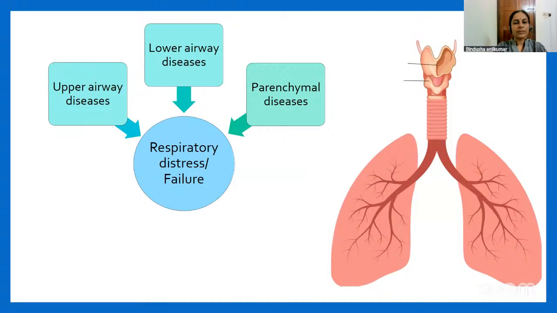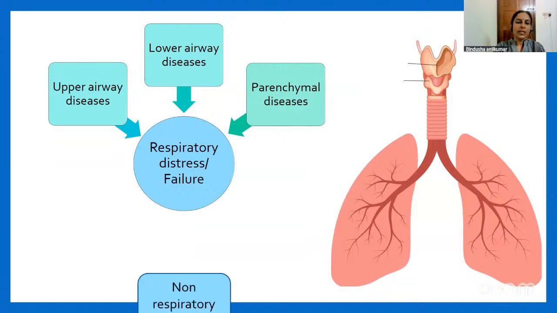And this respiratory distress or failure may be due to three types of diseases if it is involving the respiratory system. It may be due to upper airway disease. That means there is a problem in the upper part of the airways, like the larynx, then the trachea. If there is an obstruction there, even at the epiglottis, that may lead on to respiratory distress and failure. Or lower airway diseases, like bronchiolitis and asthma, where the lower airways are involved. That can also present in the same manner. Then some of the parenchymal diseases like pneumonia and ARDS. So all these things can present as respiratory issues.